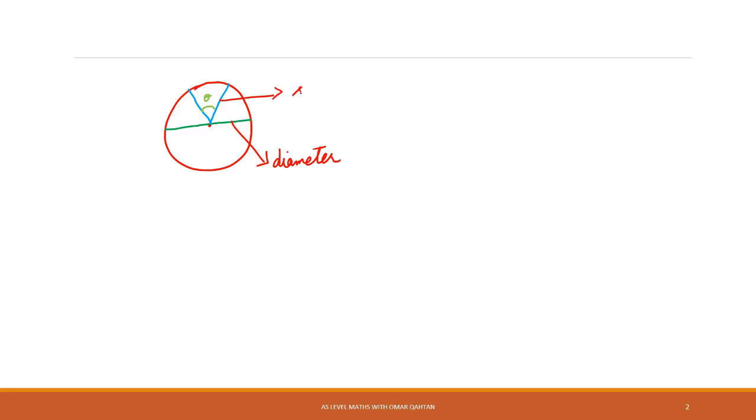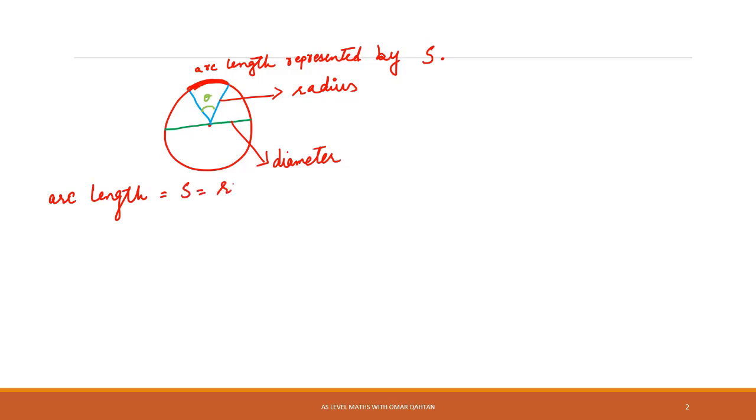This is the radius. And here you could see there is an angle theta, and this part is the arc length. We have the formula for the arc length: s is equal to r times theta, and this theta should be in radians.